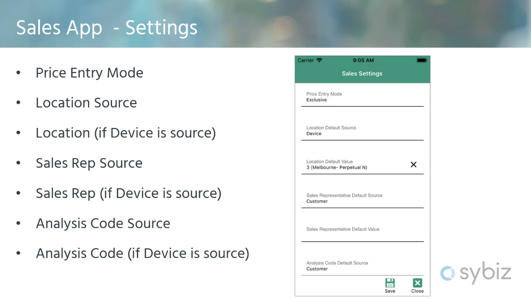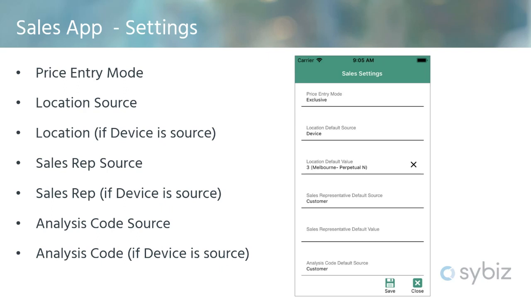And just some of the settings, just to give you an idea of the way the application works, is you can set your price entry mode to inclusive or exclusive. The location source, this might be a little bit tricky to understand, but you can either have the device dictate that. So you can set that as we have on that screen capture there. We've set the location default value because we're defining that from the device point of view.